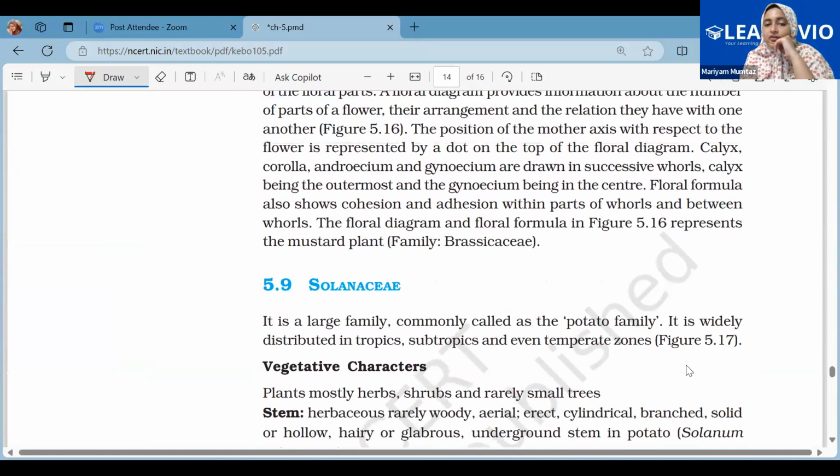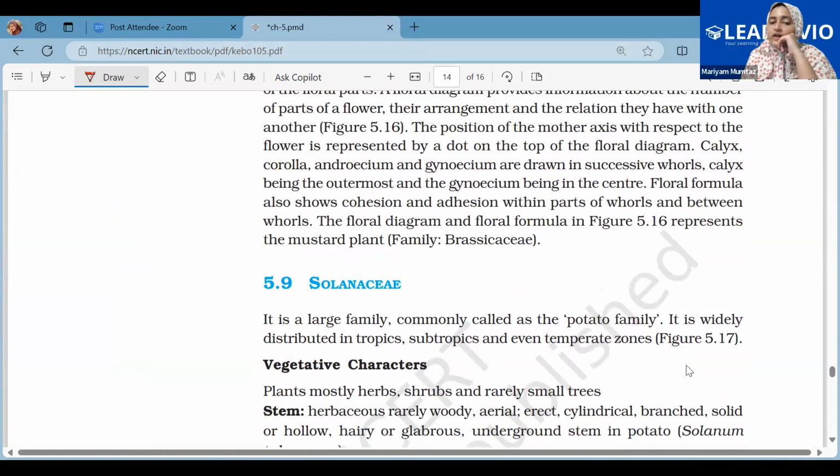Now coming on to the family called Solanaceae. This family is normally or commonly known as the potato family. Okay, potato belongs to Solanaceae. How many of you remember the scientific name of potato? It has something to do with the name of the family. Solanum. Yes, Solanum. Very good. Solanum, what? There are many Solanum.